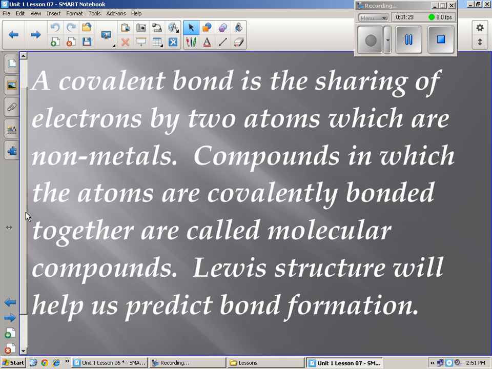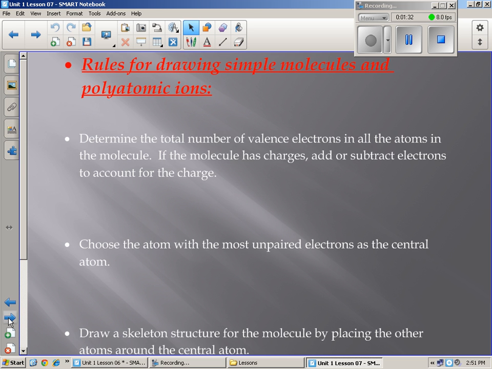Very important that you know how to do those very well. Okay. We have some rules for drawing polyatomic ions, and I gave them all to you. You don't have to copy anything down today. I gave them all to you, and for me it's on the next page as well.